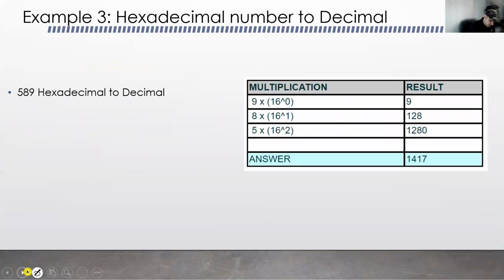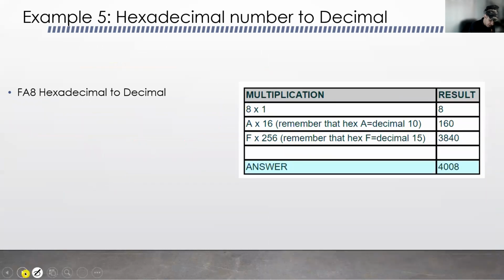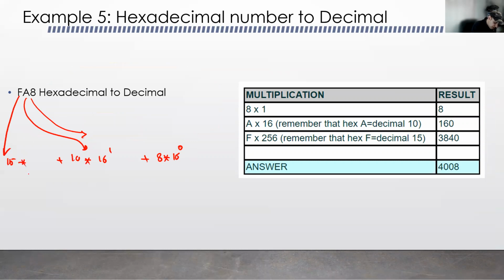This is another example, a really easy one. Another one, here we can do it. So 8 multiplied by 16 to the power of 0, which is 1, plus A, which is 10, multiplied by 16 to the power of 1, plus F, which is 15, multiplied by 16 to the power of 2. So 3840 plus 160 plus 8. This will give you this number here, 4008.